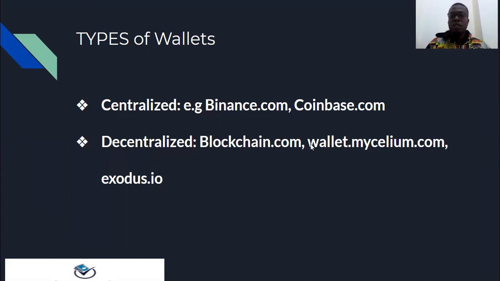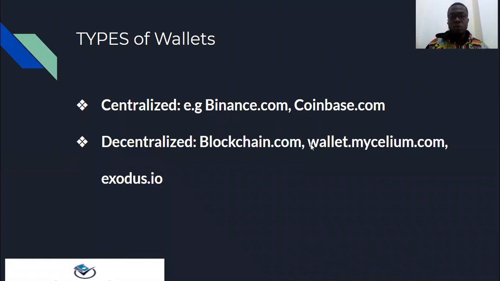So your centralized wallets, the most common ones today, you have Binance.com and then you have Coinbase.com. They also have apps that you can just download from either your Play Store or your Apple Store, and then you can use them. I'm going to be sharing the pros and cons of whatever kind of wallet you're deciding to settle for.